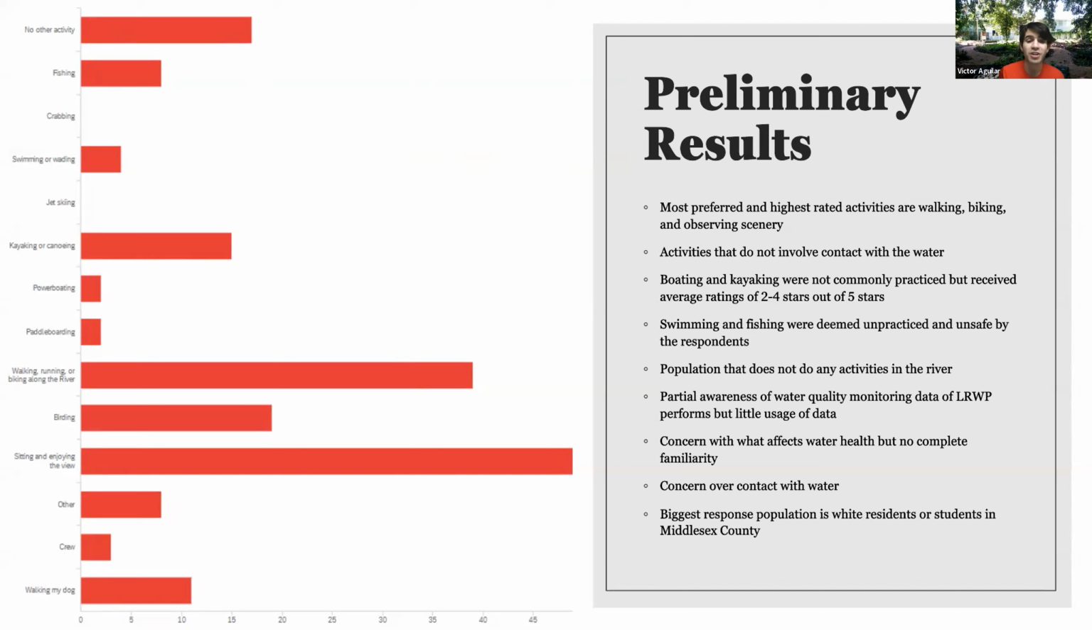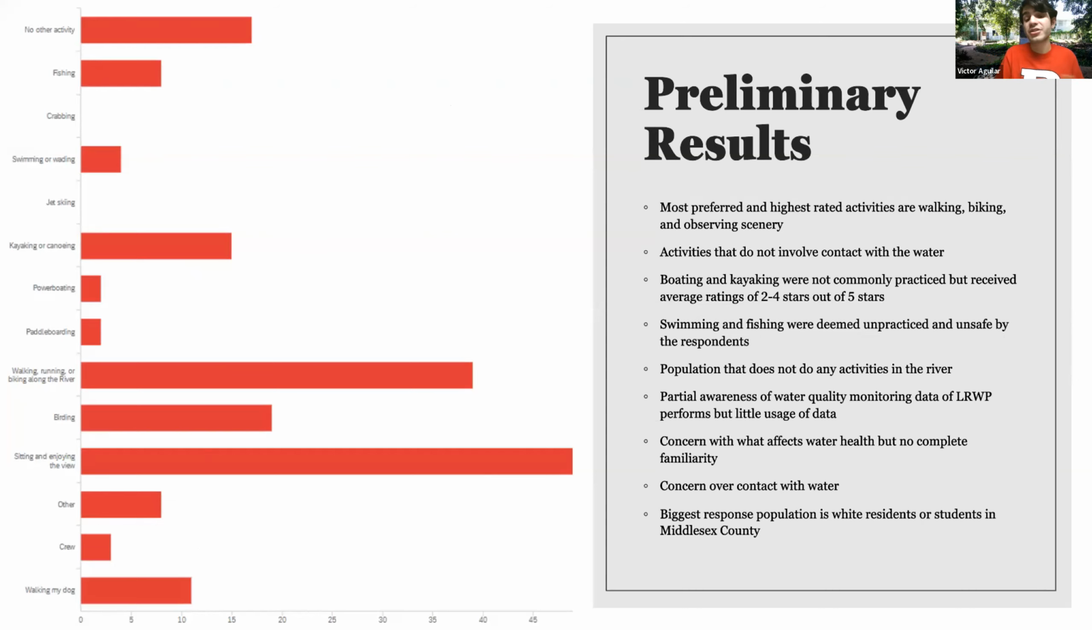Based on these results, the most preferred and highest rated activities in the Lower Raritan watershed are walking, biking, and observing scenery, which are activities that do not involve primary or secondary contact or even any direct contact with the water. Boating and kayaking activities, which can be done above water, were not commonly practiced in the waters of the Raritan, but received average ratings of 2 to 4 stars out of 5 stars.